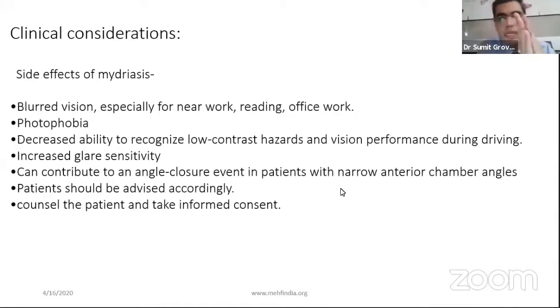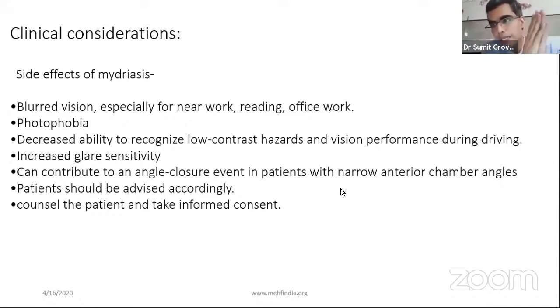Now we'll come to the practical clinical consideration. We have touched somewhat on theory. We should always consider the side effects of mydriasis. We just put an eye drop in the patient and we do not consider the side effects: blurred vision, especially for near work, for reading, office work, photophobia, decreased ability to recognize low contrast hazards and vision performance during driving, increased glare sensitivity. These can contribute to angle closure events in patients with narrow anterior chamber, as I explained previously. So the patient should be advised accordingly.